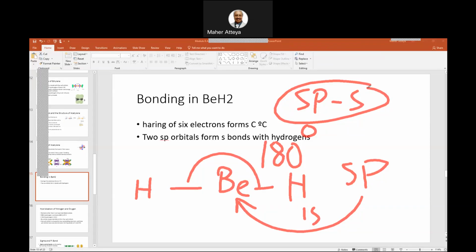SP always single bond. SP2 double bond. SP will be triple bond. SP3 a single bond. SP3 single, SP2 double, SP by itself is a triple bond. But here we have only single bond. We don't have triple because hydrogen is an exception to the rule. Correct? But still it's SP though. It's still what? SP. That's the linear point. So let's look at another one.